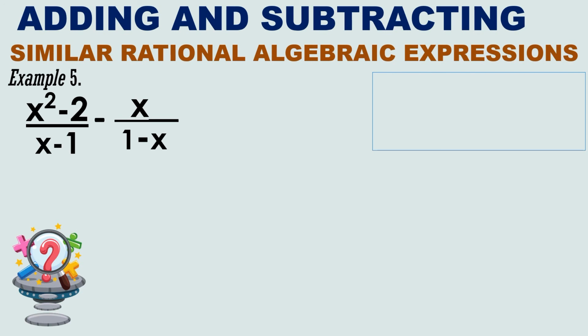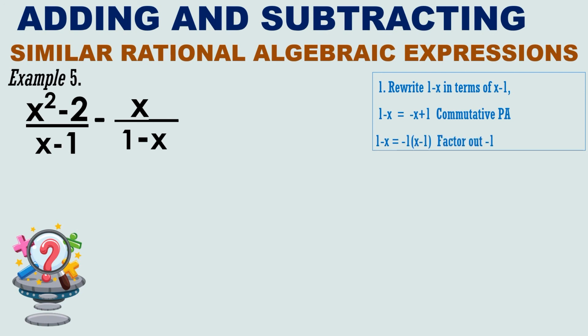First, we're going to rewrite 1 minus x in terms of x minus 1. So how are we going to do it? We're going to use the commutative property of addition. So we have 1 minus x equals negative x plus 1. And then we're going to factor out negative 1, giving us negative 1 times the quantity x minus 1. So we have equivalent terms.